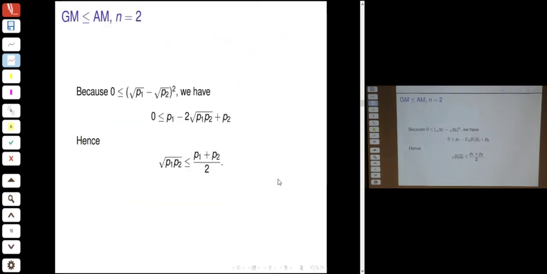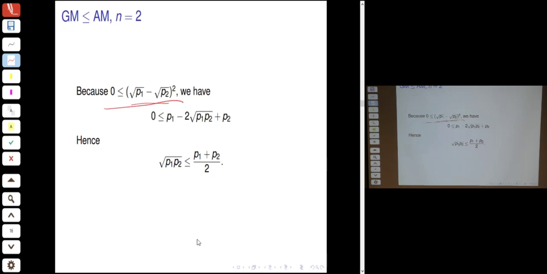So, let us look at the argument for the simplest case, n equal to 2. For n equal to 2, it is actually a very simple argument. The square of any real number is non-negative. So, in particular, you can choose this real number to be square root p1 minus square root p2. Square root p1 minus square root p2 itself may be positive, negative or 0, but if you square that, it will always be non-negative. And now you expand the square.